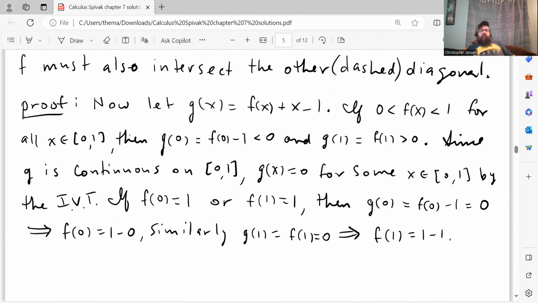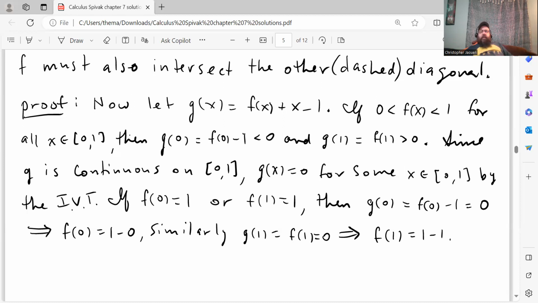All right, so here's my proof. Let g of x equal f of x plus x minus 1. If f of x is strictly between 0 and 1 for all x in the closed interval from 0 to 1, then g of 0 equals f of 0 minus 1, which is obviously negative, and g of 1 equals f of 1, which is obviously positive. Since g is continuous on the closed interval from 0 to 1, g of x equals 0 for some x in the interval from 0 to 1 by the intermediate value theorem.